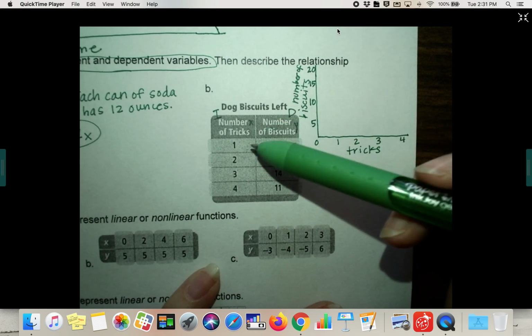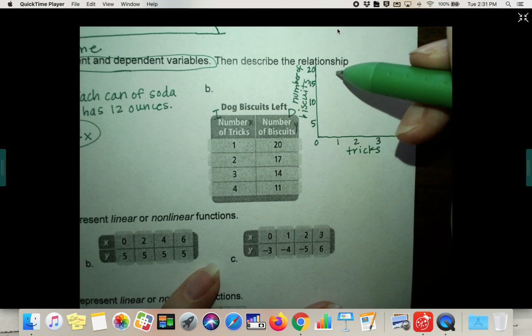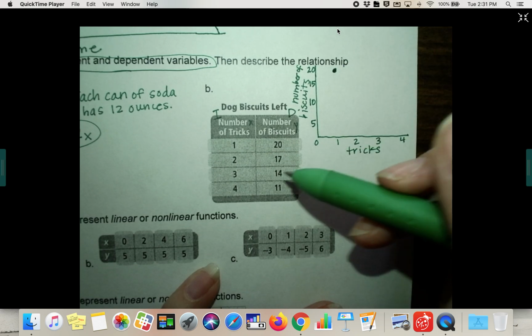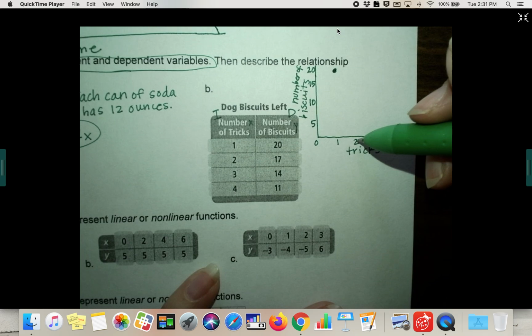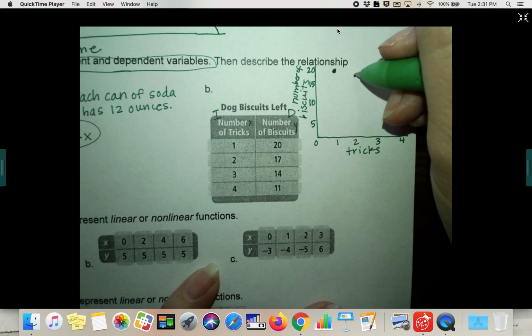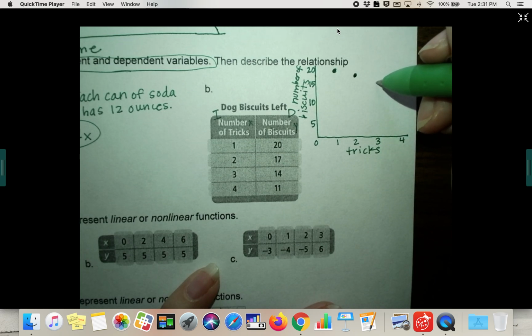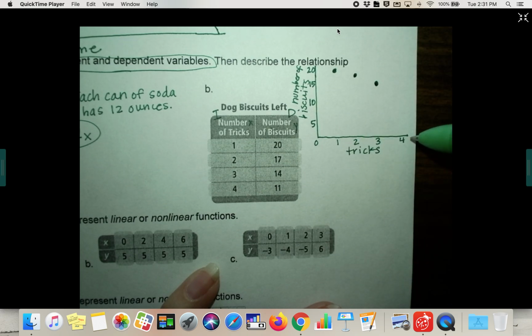There'll be something better. So 1 trick, 20 biscuits. 2 tricks, 17 biscuits. Ooh, this can be hard to fit on there, but that's okay. We'll just try. 3 tricks, 14. My numbers might not exactly match up. That's okay. 4 tricks is 11.